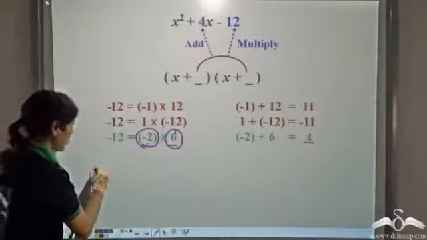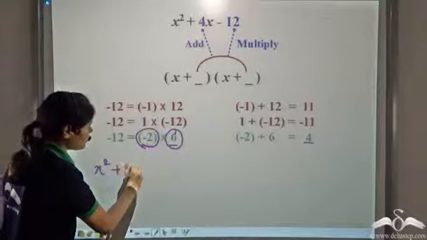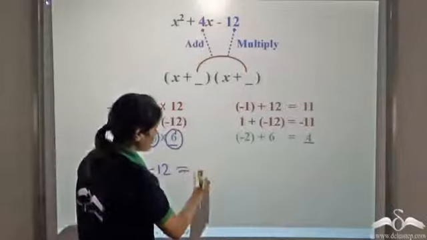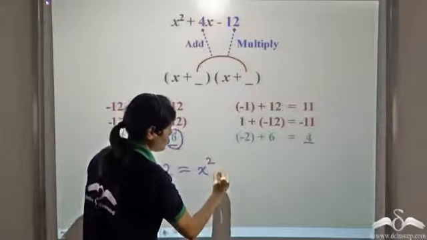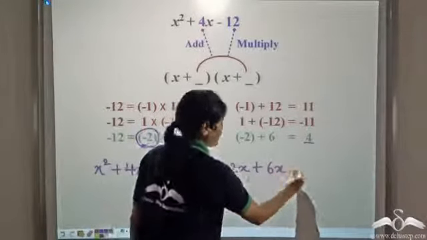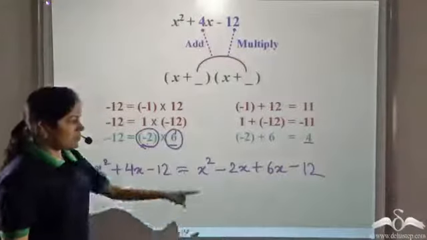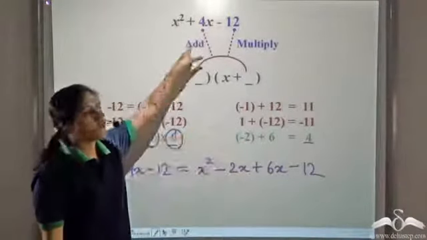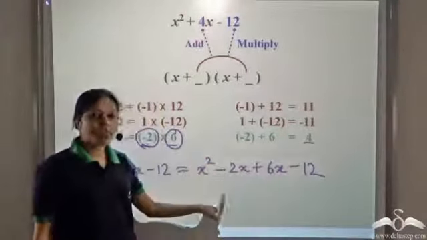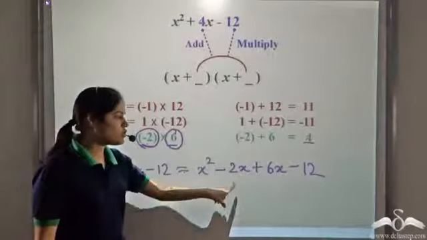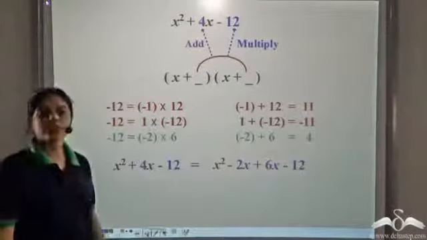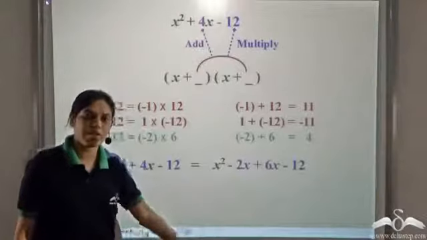So now x square plus 4x minus 12 can be written as x square minus 2x plus 6x minus 12. We have split 4x. 4 is equal to minus 2 plus 6. So 4x here is equal to minus 2x plus 6x. We can write it like this. So x square minus 2x plus 6x minus 12.